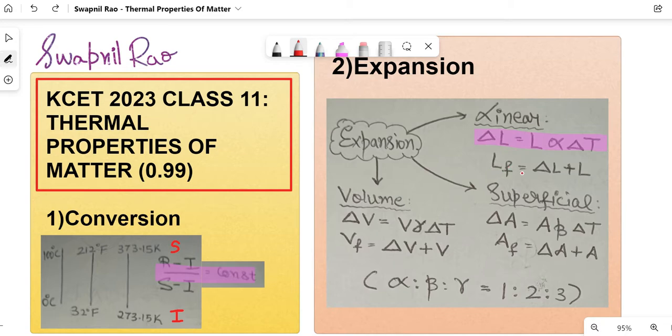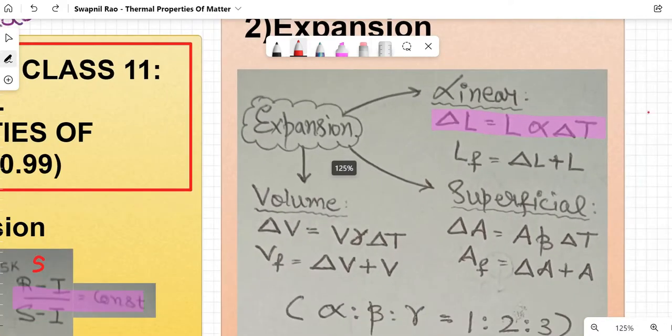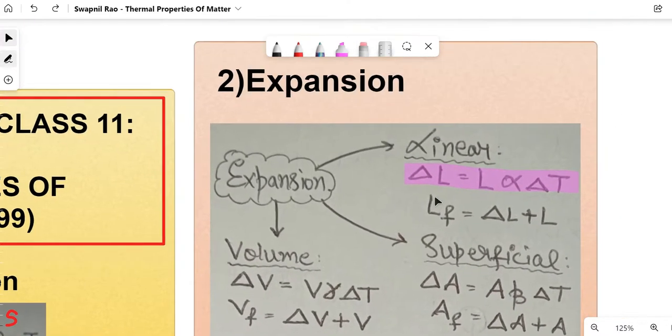So L_f, meaning the final length, would be equal to delta L plus the original length. That obviously makes sense. When you increase the temperature of a body, the length will increase. So you have to add the original length to the increase in length for the final length. So when you write this formula again, it will be L alpha delta t plus the original length, plus L.